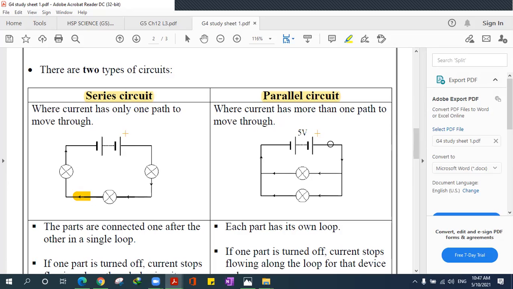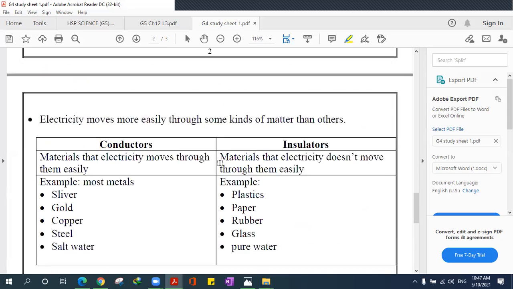But in parallel circuits, there are many paths. So, for example, if this battery shuts down or breaks for some reason, the circuit is still working.